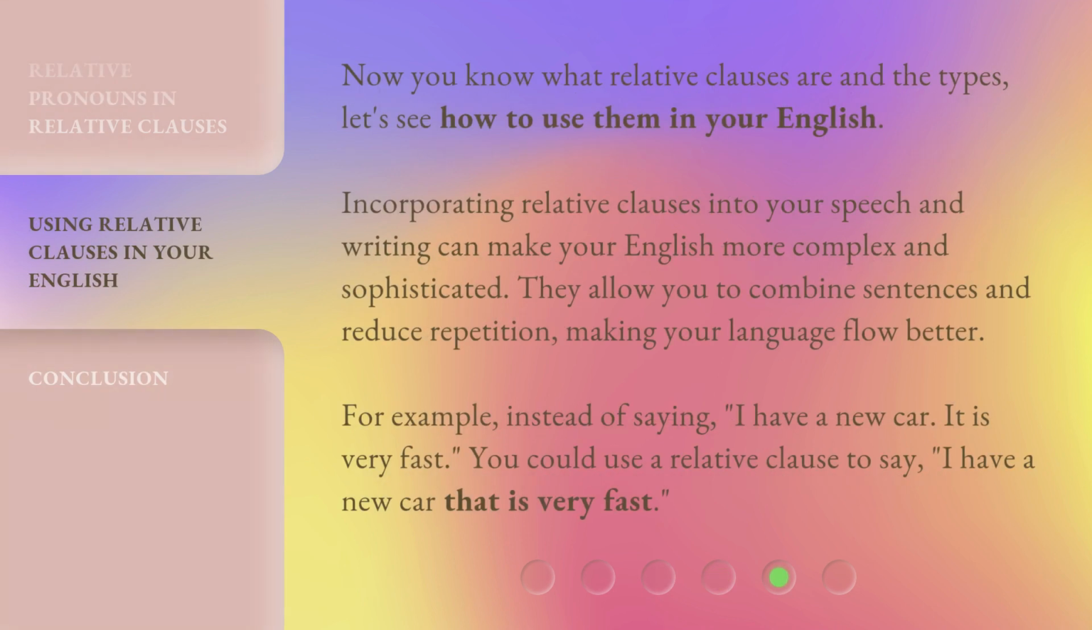Now you know what relative clauses are and the types. Let's see how to use them in your English. Incorporating relative clauses into your speech and writing can make your English more complex and sophisticated. They allow you to combine sentences and reduce repetition, making your language flow better. For example, instead of saying, "I have a new car," "It is very fast," you could use a relative clause to say, "I have a new car that is very fast."